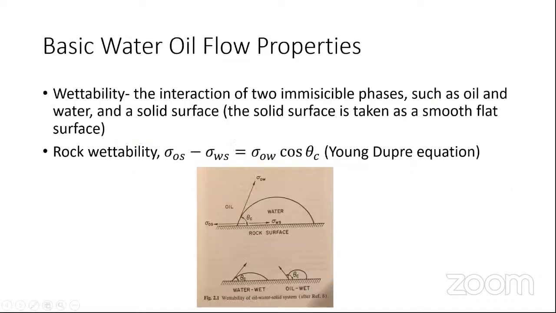So here are some basic water oil flow properties, where you have the wettability. That's the interaction of two immiscible phases such as oil and water and a solid surface. The solid surface is taken as a smooth, flat surface, and then you have rock wettability, where the surface tension of the oil minus the surface tension of the water is equal to the surface tension of water-oil times the cosine of the contact angle. That's the Young-Dupre equation. You'll notice the different contact angles in a water wet and an oil wet.